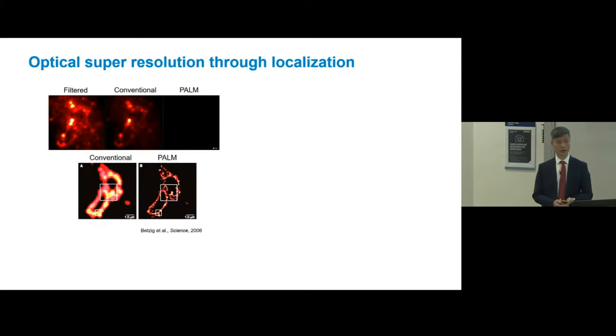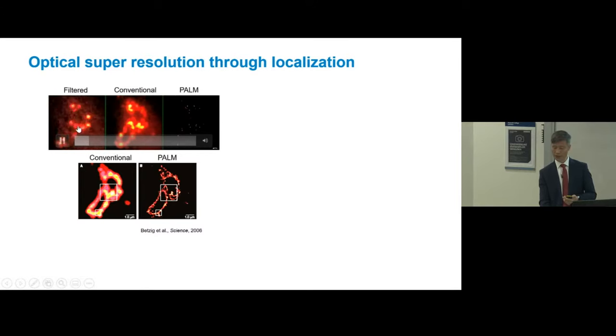As always, you get ideas from somewhere else. This actually originated from optics. What I'm showing you here is that in optics, they have figured out a way to switch on and off some contrast agent that labels the cell. If you switch them on and off individually, you make them blink. You can see the blinking.